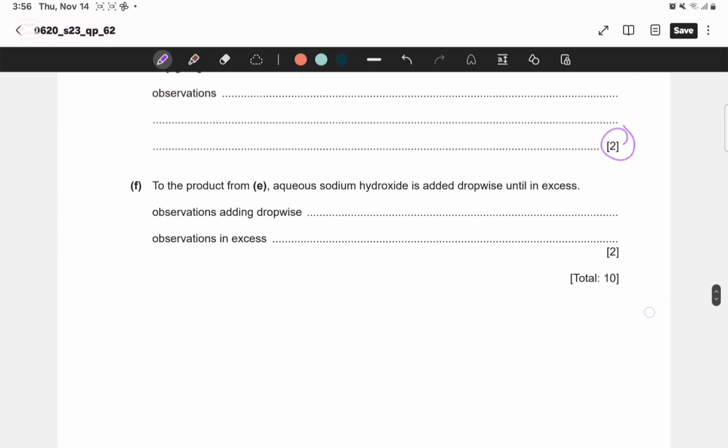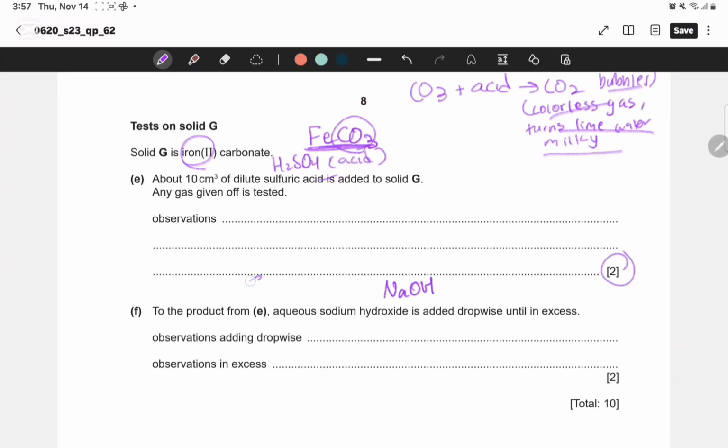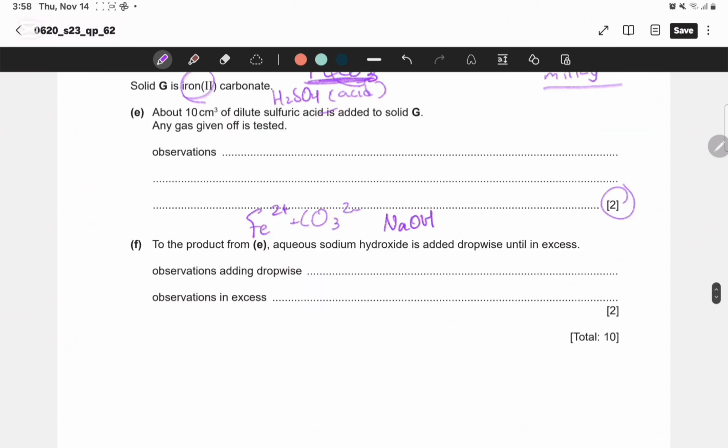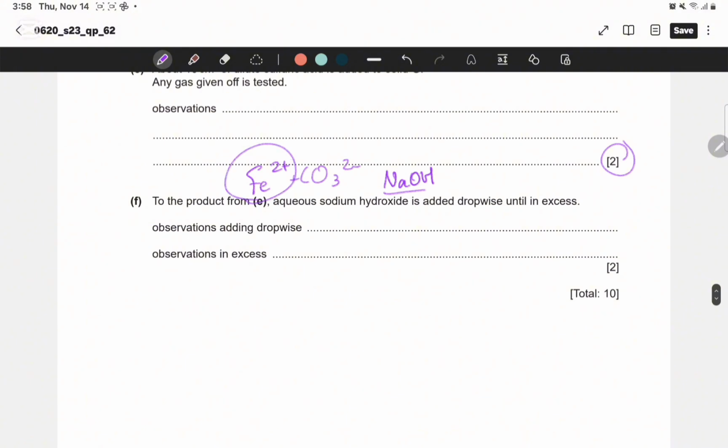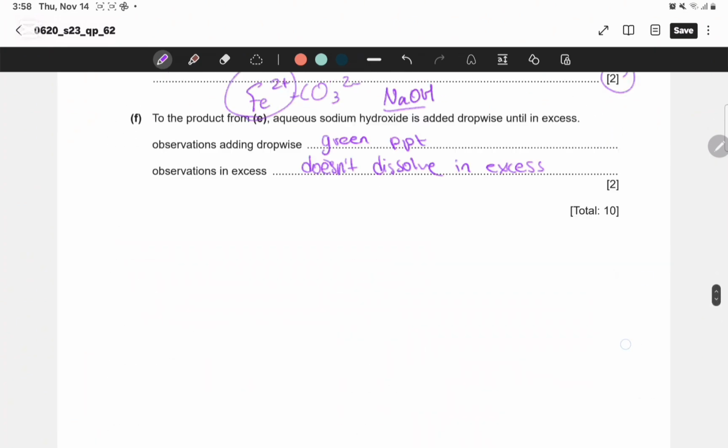To the product of E, so Fe2 plus. So Fe2 plus and CO3 2 minus. So which one of these reacts with NaOH? Fe2 plus, right? So when Fe2 plus reacts with NaOH, we get a green precipitate. So adding dropwise, we get a green precipitate. And if we add excess, it doesn't dissolve in excess. So still, you can say, doesn't dissolve in excess. Okay? And that's the end for this paper.